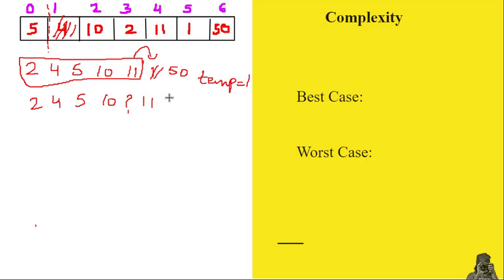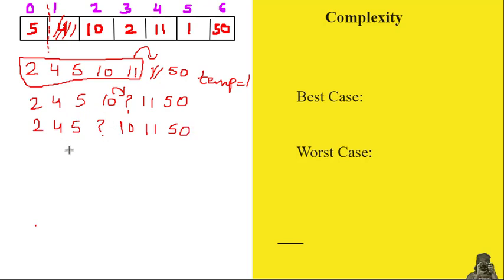So 11 is shifted to the next location. So now this is the case. Now 1 will be compared with 10. So again 1 is less than the 10 value. So again shifting, or swapping, will be required. So again at the 10th position we will have a question mark, and next we have 10 and 50.